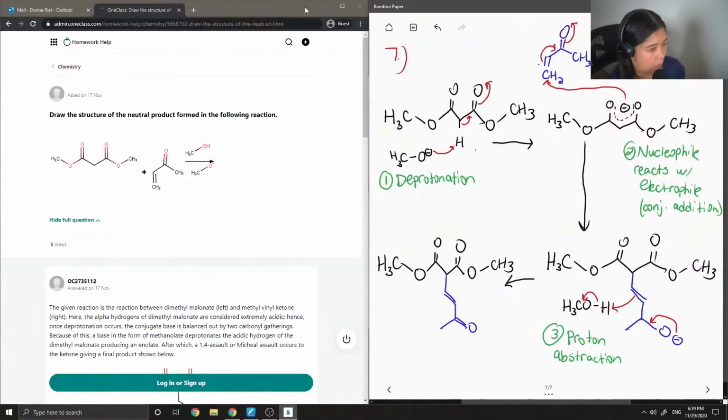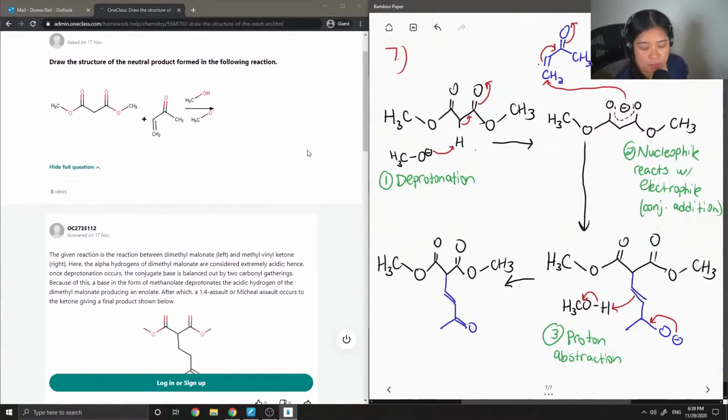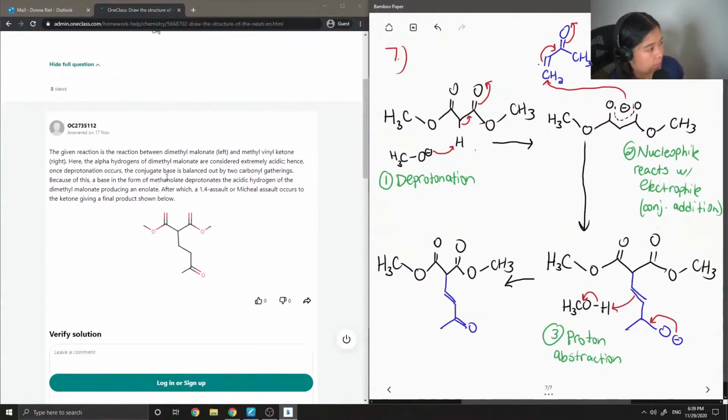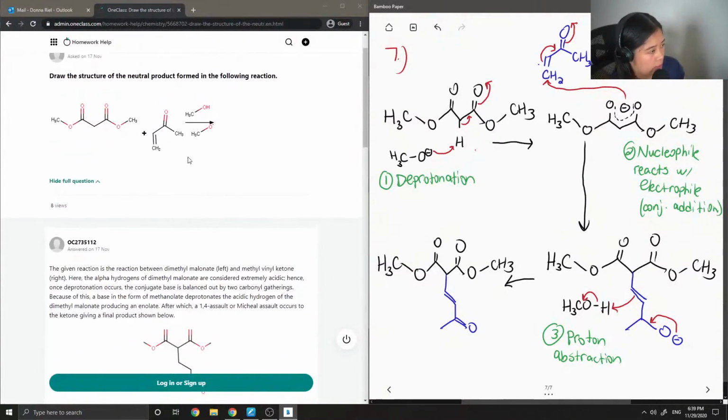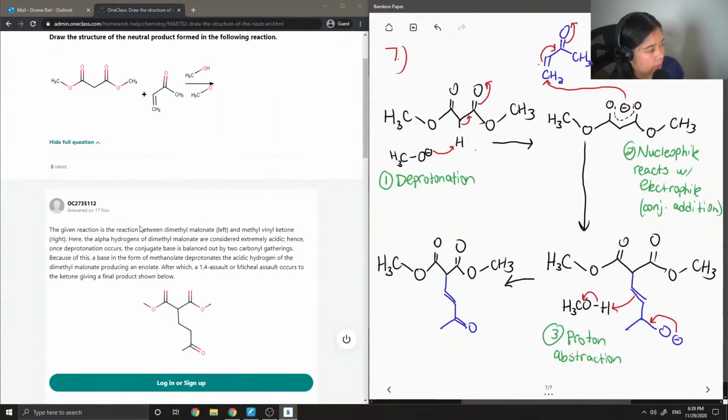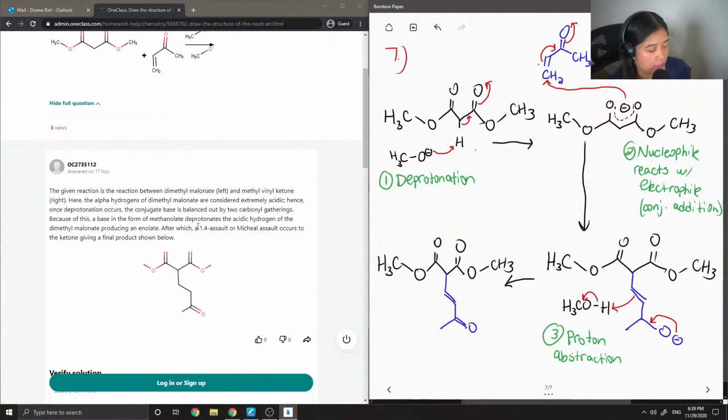All right. So let's see what the junior tutor said. The given reaction is the reaction between dimethylmalonate on the left and methyl vinyl ketone on the right. Here, the alpha hydrogens of dimethylmalonate are considered extremely acidic. Hence, once deprotonation occurs, the conjugate base is balanced out by 2 carbonyl groups.